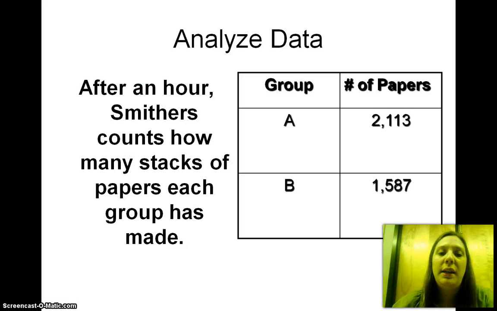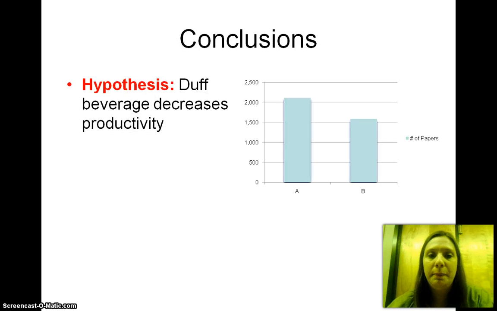So after we perform the experiment, we count up the number of stacks, and then we take that data and information and put it into a data table like this, okay? And then typically we'll put it into some sort of chart that allows us to visually see very easily, although this is pretty easy to tell, whether or not our hypothesis is supported, or how our independent variable affects our dependent variable.